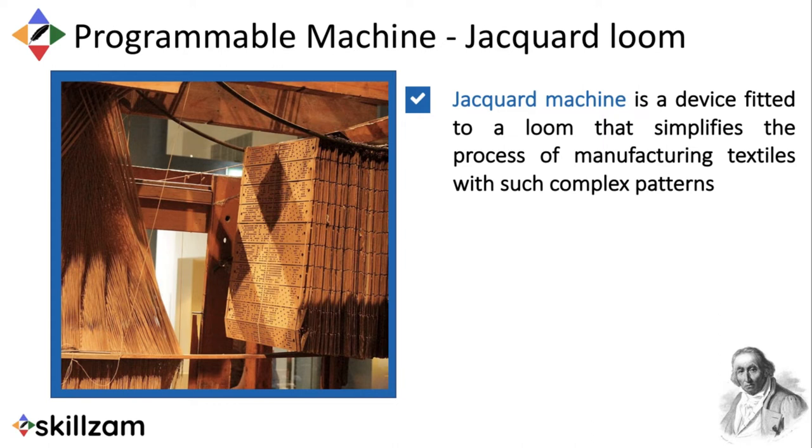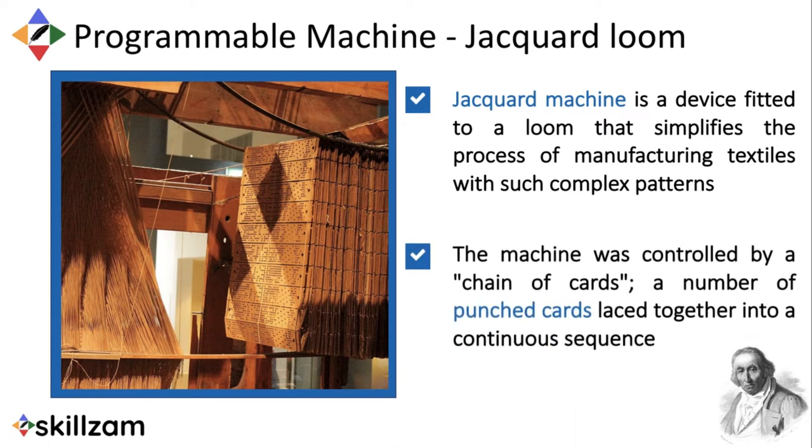The machine utilized punched cards tied together to form a long loop or chain, and you could add as many cards as you want. Each time a thread was woven in, the roll was clicked forward by one card. This revolutionized the weaving industry and made a lot of money for Jacquard. This idea of punched data storage was later adapted for computer data input.